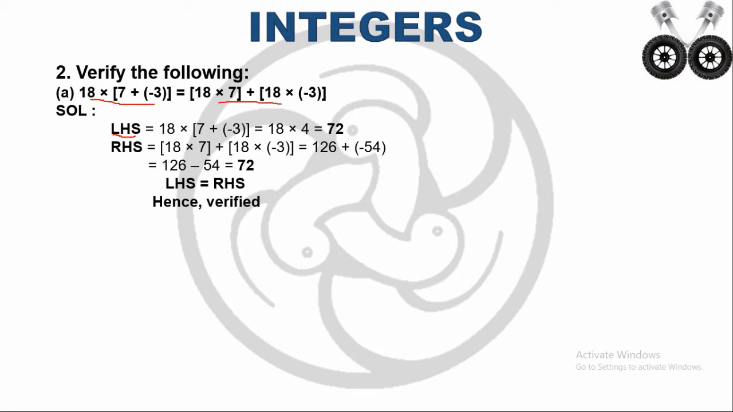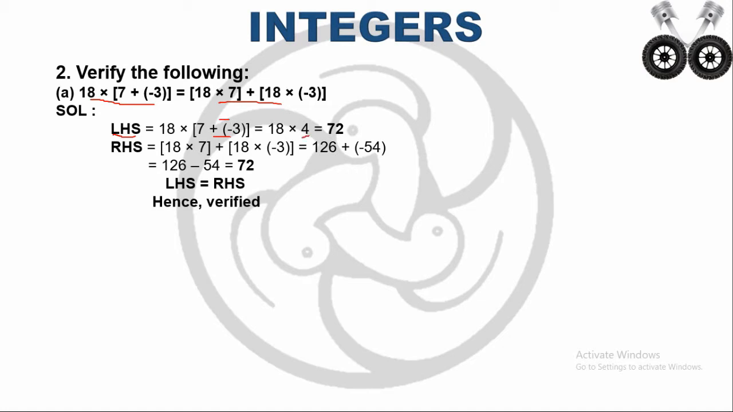So very first I will take the LHS. 18 into (7 plus minus 3). Any integer within a bracket should be executed first. So 7 plus minus 3. Here two operators are nearer together. That means I have to change the sign. So plus into minus, it will become minus. So 7 minus 3, the answer is 4.